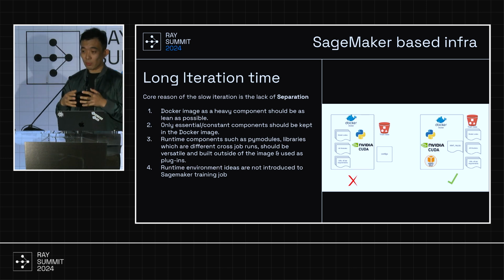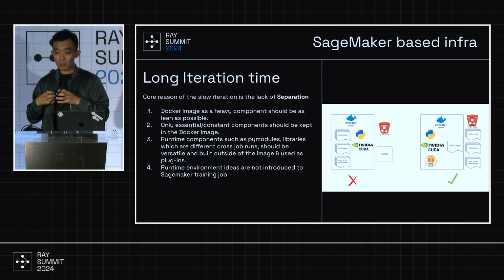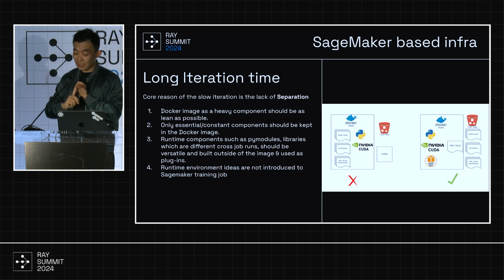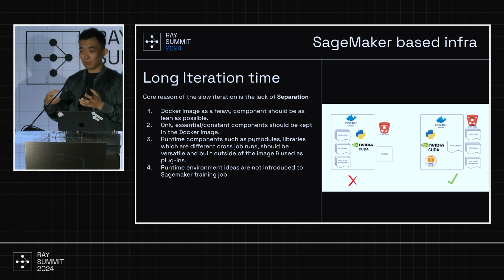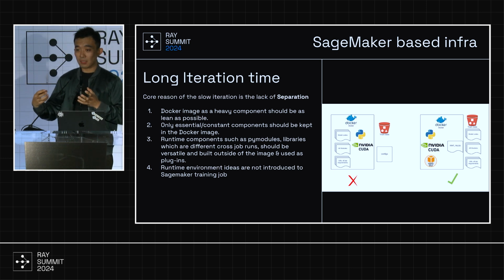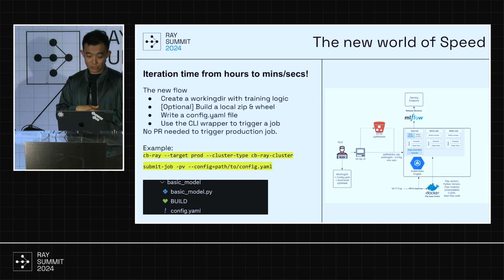But actually, what we want for machine learning training is a very simple one. Just Docker, Python version, CUDA version, and some AWS CLI, which is essential to move some data from S3. Other things could be added as a plugin at runtime instead of being pre-built into the Docker image. That's the actual reason. And how to achieve this?